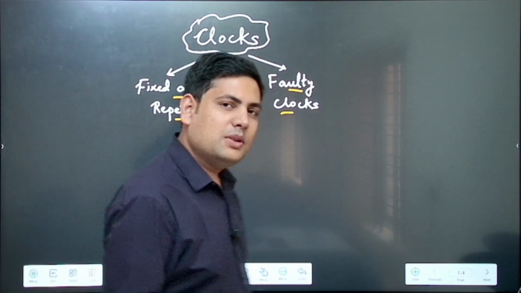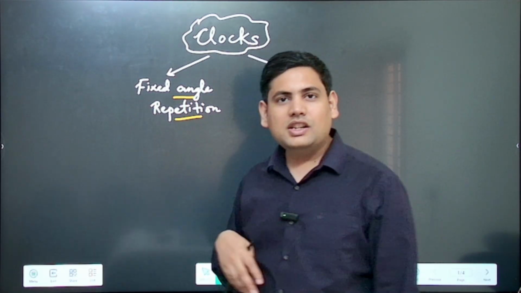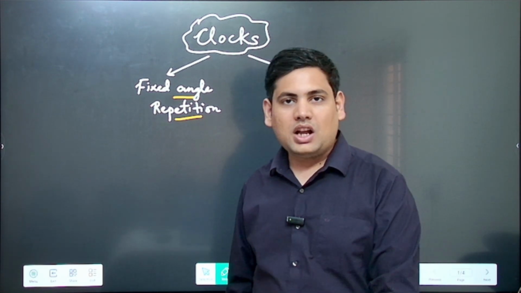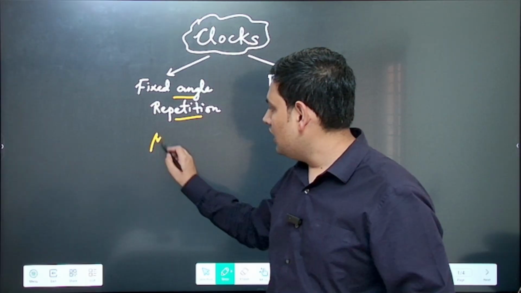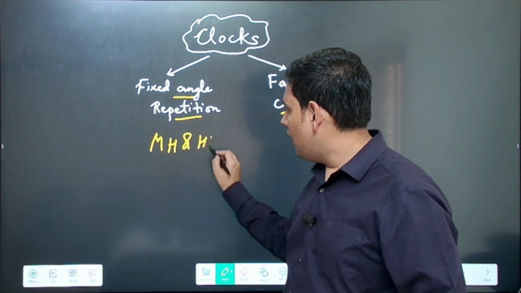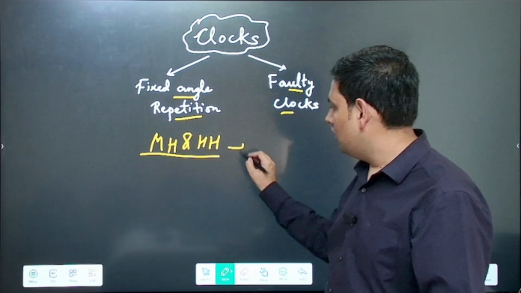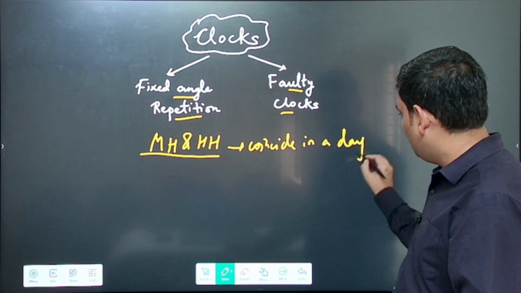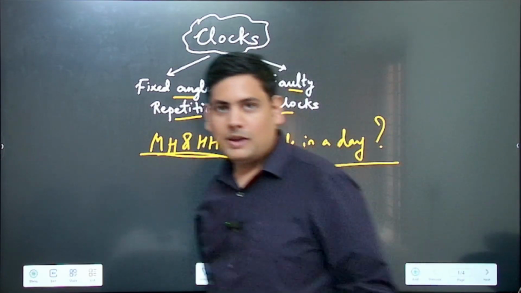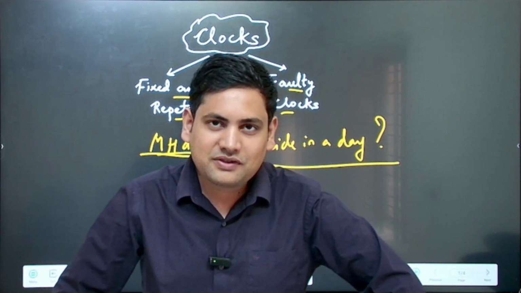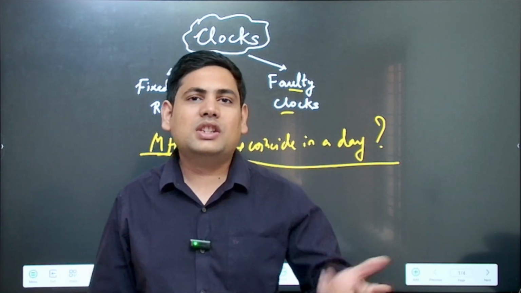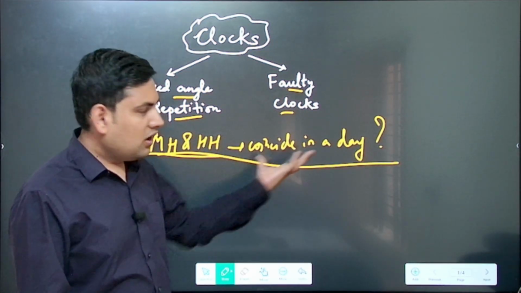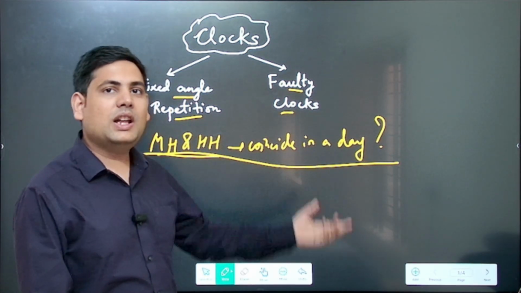What does this mean? Basically, questions are asked like: in a day, that is in 24 hours, how many times do the minute hand and hour hand of the clock coincide in a day? First, of course, you find out approximately at what times they coincide, and then you have to count in one complete day how many times they will coincide.